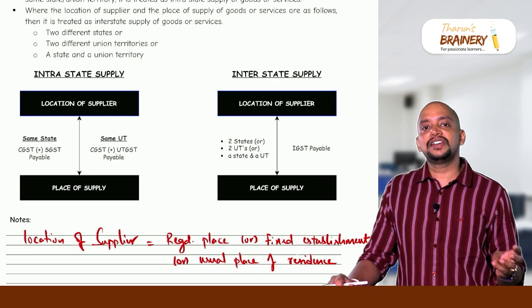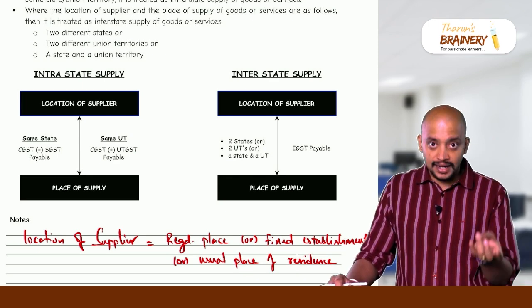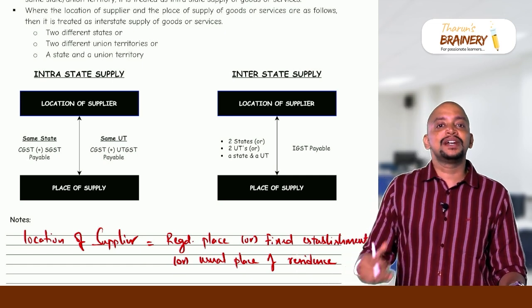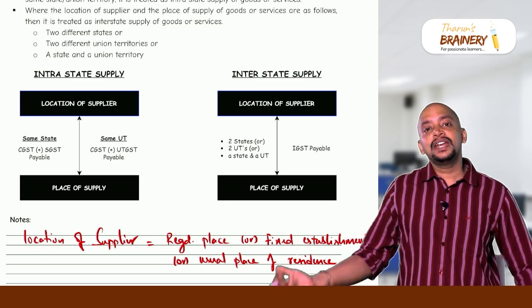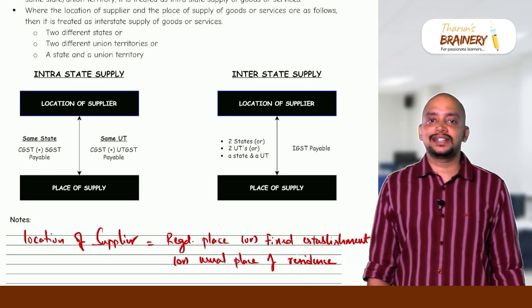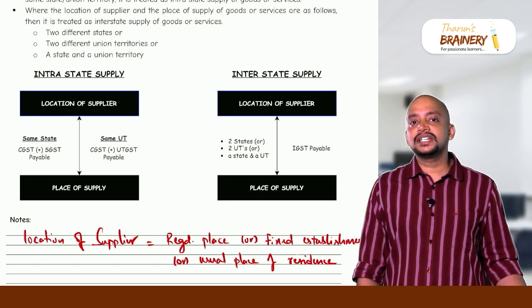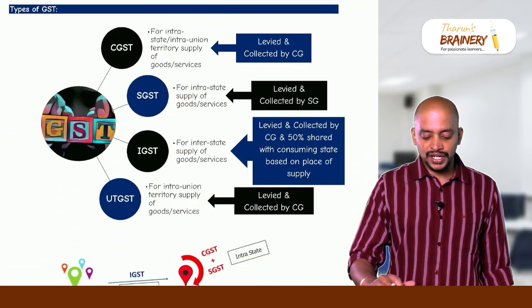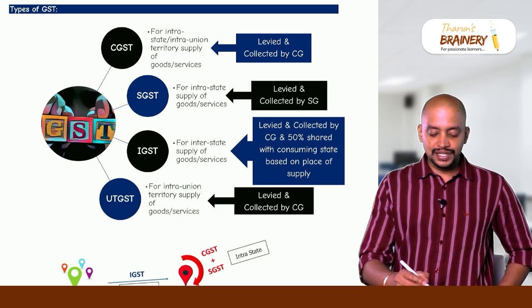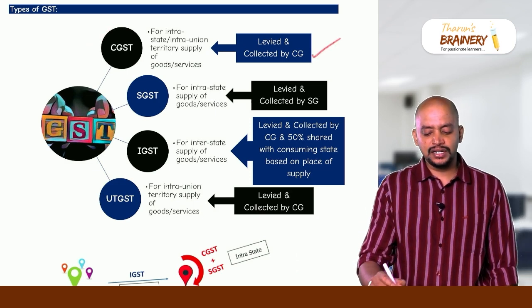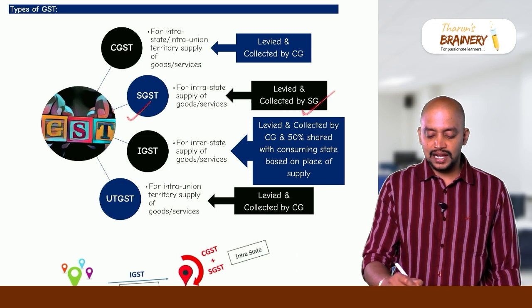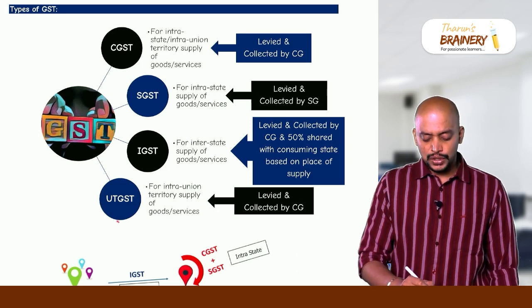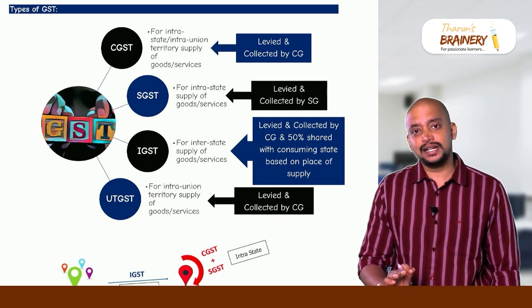So CGST is levied by central government, SGST by state government, UTGST by central government. What about IGST? IGST is also levied by central government only. Then when will it be levied? CGST is levied on intrastate supply, SGST intrastate, UTGST intrastate, and IGST on interstate supply. So that is the information which I have given in the next page. So CGST by central government on intrastate, SGST by state government on intrastate, IGST on interstate by central government, UTGST on intrastate levied by central government.